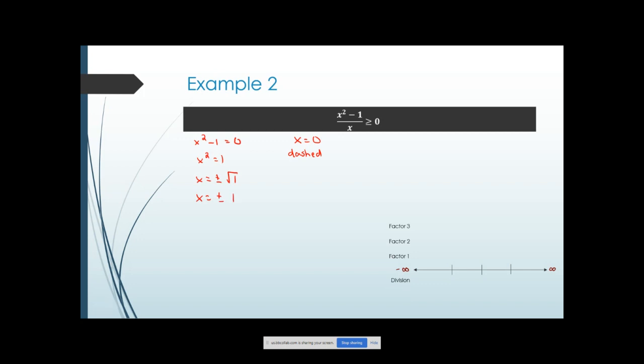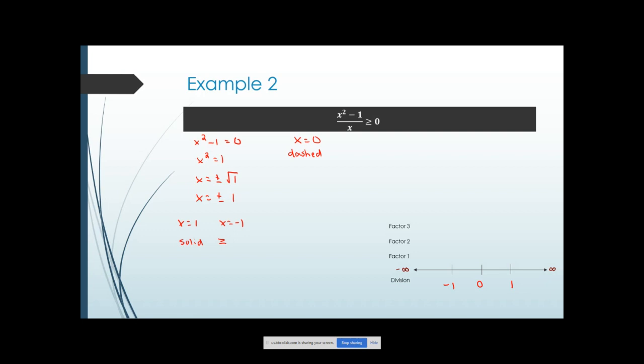So now we have 3 numbers because we have x equals 1, x equals negative 1, and x equals 0. The 1 and negative 1 are going to have solid lines because of the greater than or equal to symbol, because of the equal to part. That means it's going to be solid. So I'm going to write my numbers here. I've got negative 1, 0, and 1, because I have to make sure I put them in order.